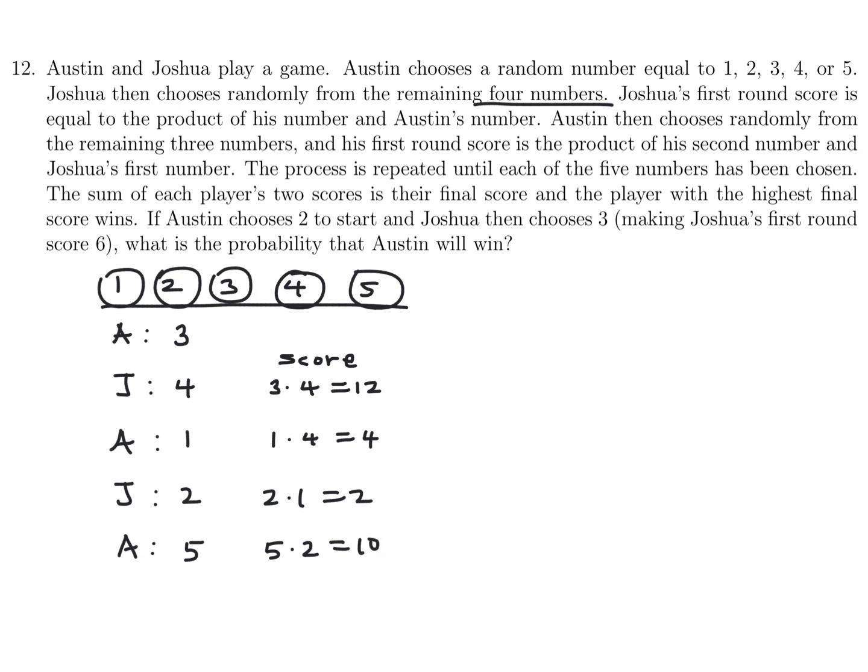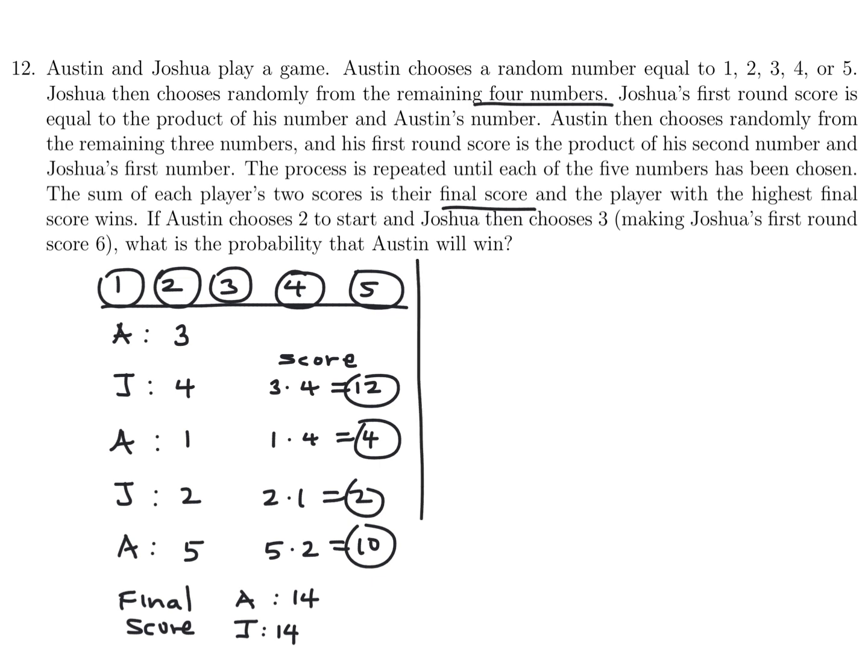So the total score, or final score, for Austin looks like that 4 and that 10, so that's 14. And then for Joshua, it's this 12 and that 2, which is also 14. Okay, interestingly, they're tied in that example. So I just wanted to show you that to illustrate how this question works.